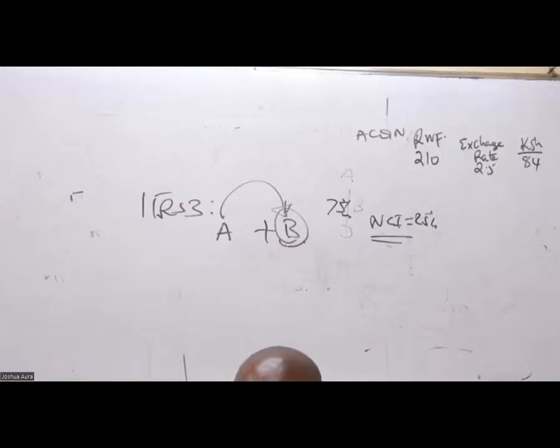So we have jointly controlled operations, jointly controlled assets. We have jointly controlled who? Entities. So jointly controlled operations, jointly controlled assets, and the jointly controlled entities.